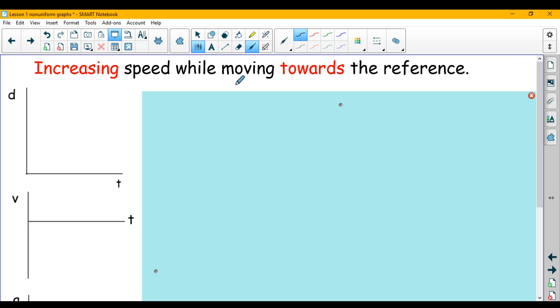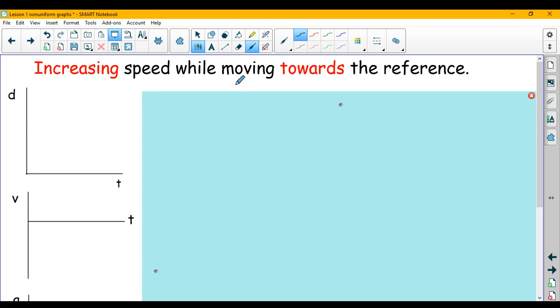Okay, so now we're going to try something different. We're going to look at increasing our speed while moving towards the reference. We have to think about what these two things mean. The first part is it's increasing the speed, which means I should have still a curve for my dt graph because they're all going to be curves today. But it's increasing speed, which means it starts off flat and gets steeper.